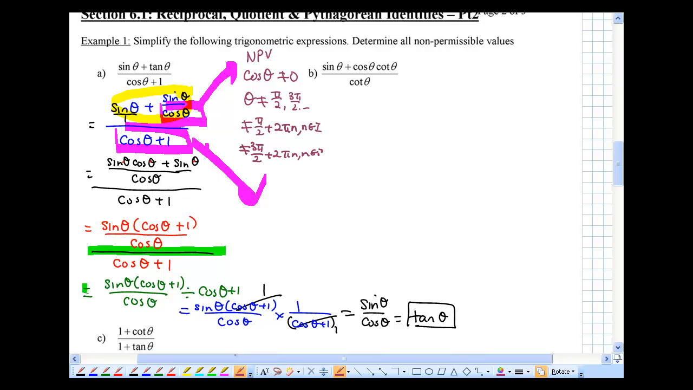The other one, of course, is where cosine theta plus 1 cannot be equal to 0, so cosine theta can't be equal to -1, and that happens at pi and everything else after that, so pi plus the cycle, of course, is 2 pi n. There we go. Done!